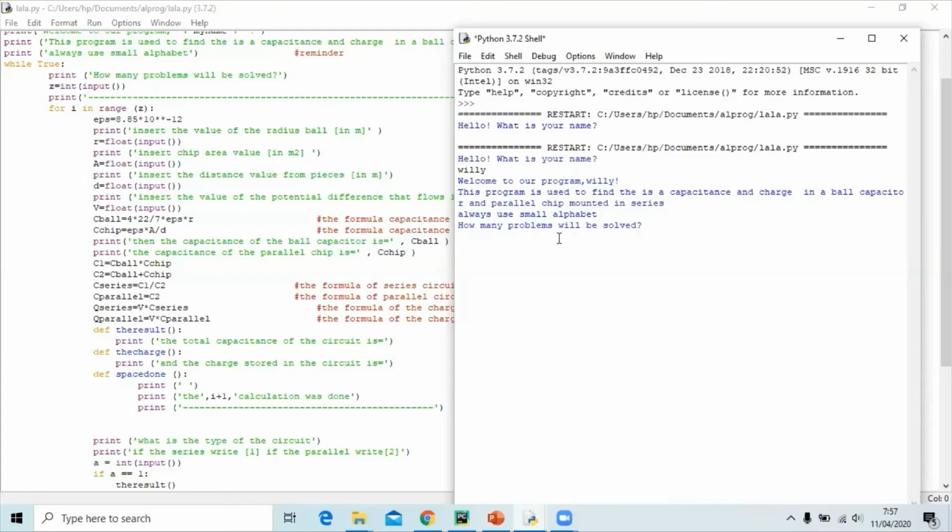How many problems will be solved? I put 3. Insert the value of the radius. Oh yeah, because we have the problem in my PPT, so I will put my PPT over here.